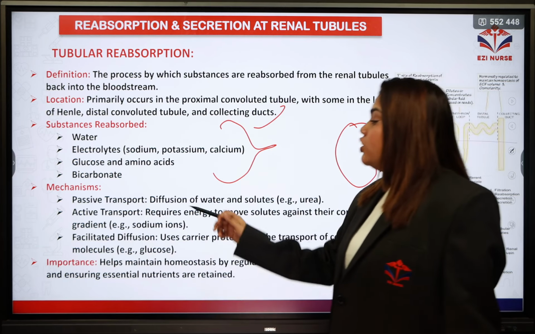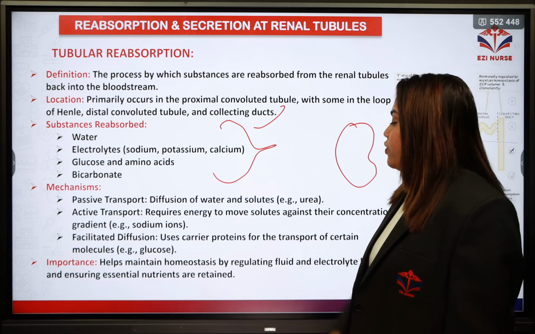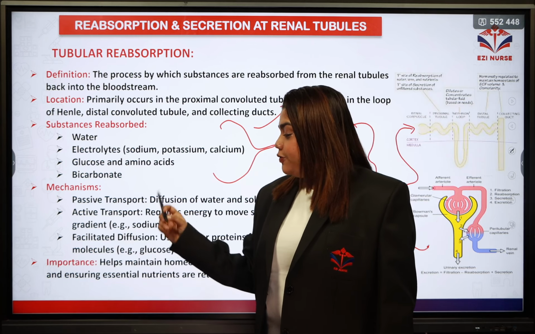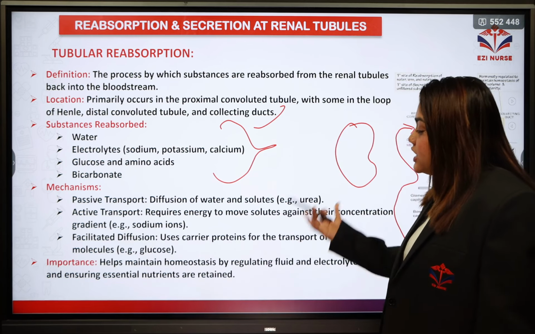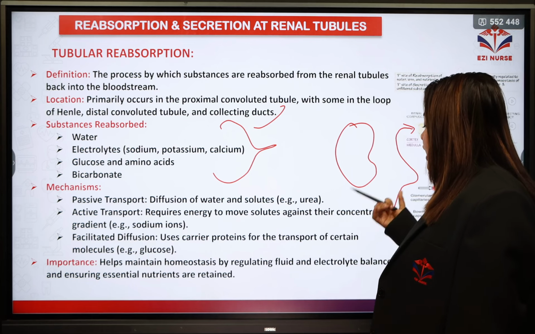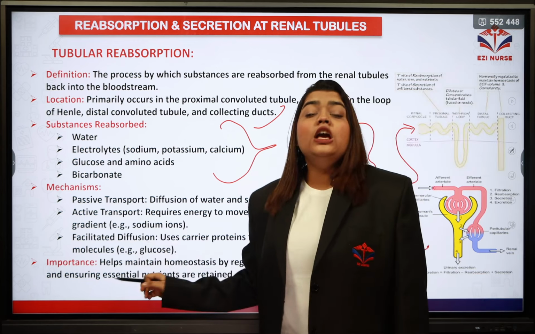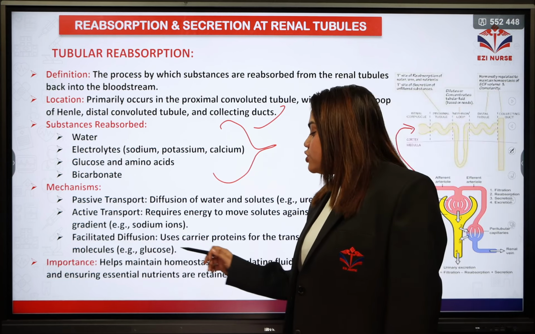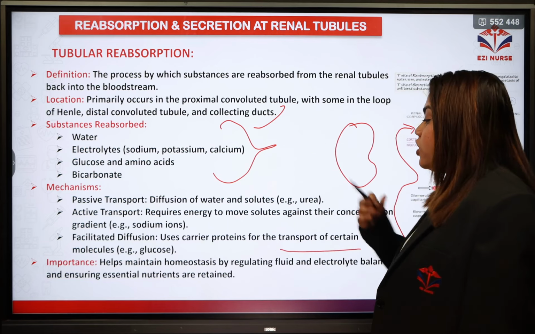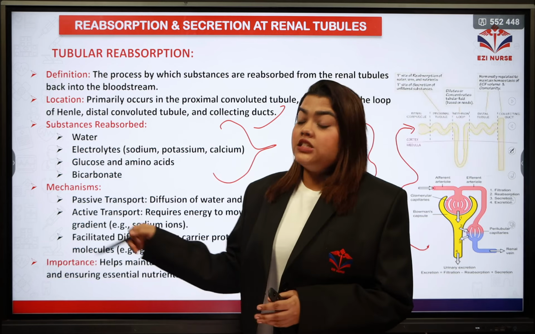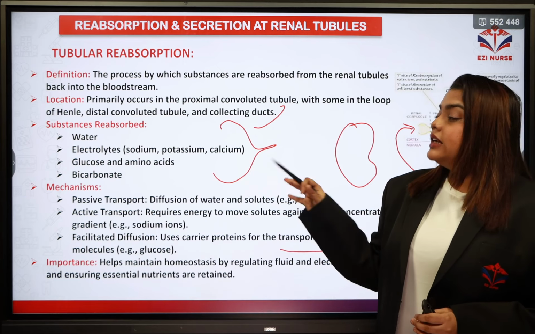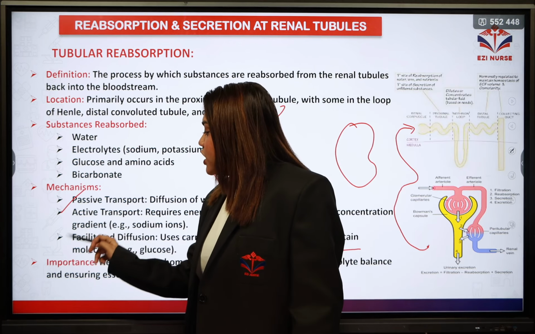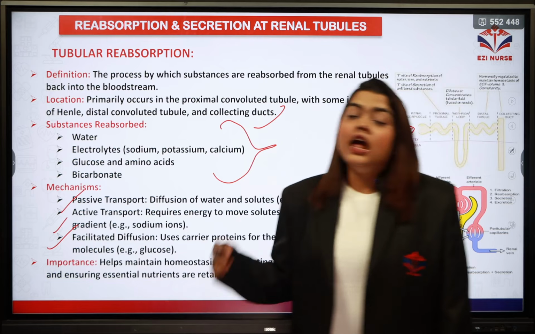Then, what is the mechanism? How is it happening? By passive transport, diffusion of water and solutes such as urea. Then active transport occurs, which requires energy to move solutes against the concentration gradient, like sodium ions. And facilitated diffusion is used to carry proteins and transport certain molecules such as glucose. So these are the mechanisms: three things are going on in this process, passive transport, active transport, and facilitated diffusion.